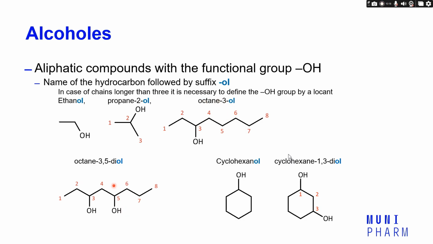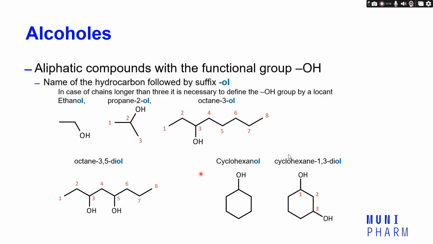In case of two or more hydroxy groups, multiplicative prefixes are used. In this example, we have two groups and an 8-carbon chain. We number it using the lowest possible number rule, and we see that the hydroxy groups are on carbons number 3 and 5. Thus, the name of this compound is octane-3,5-diol. This is the multiplicative prefix.